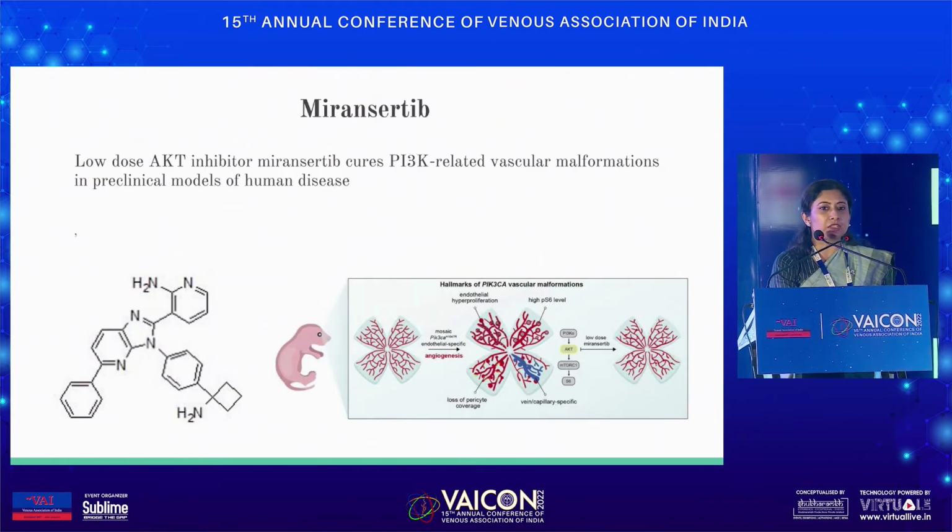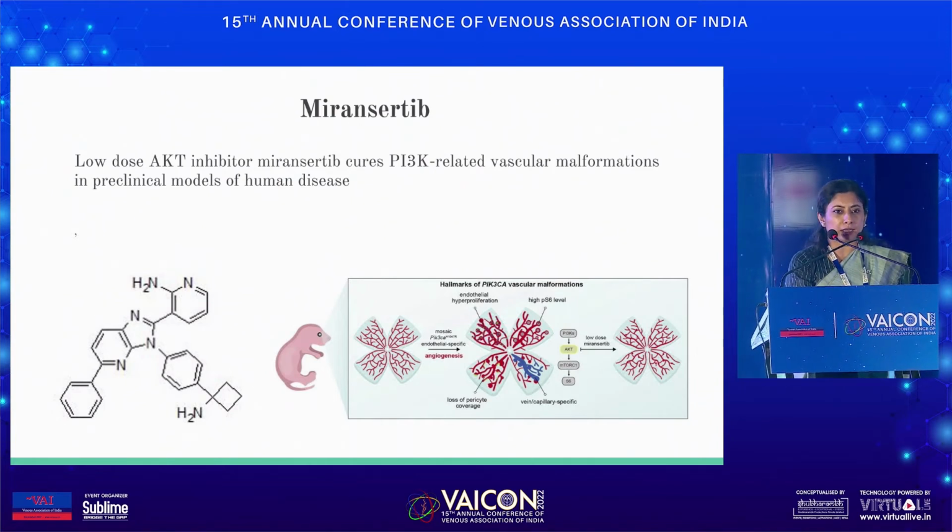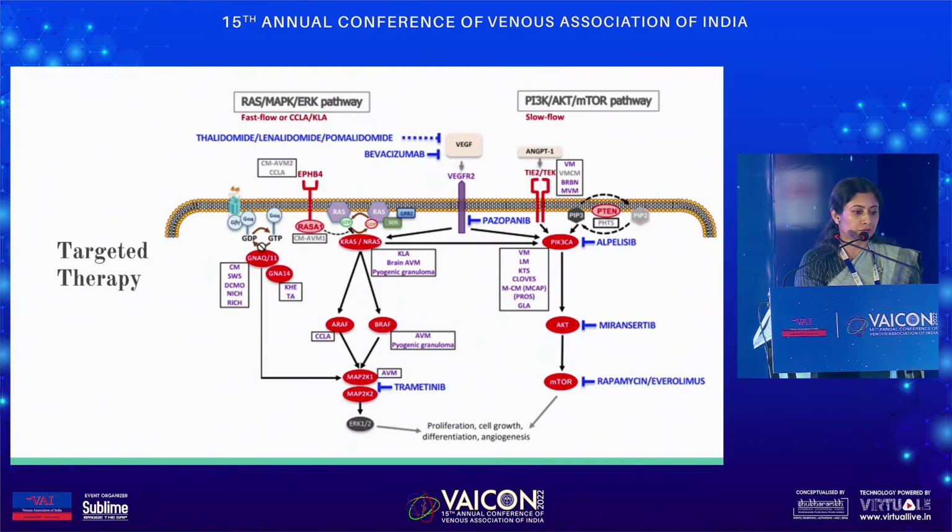This is the other experimental drug, miransertib. It is still in experimental mouse models and a few human patients. It is a low-dose AKT inhibitor which cures the PI3K-related vascular malformations in preclinical animal models.